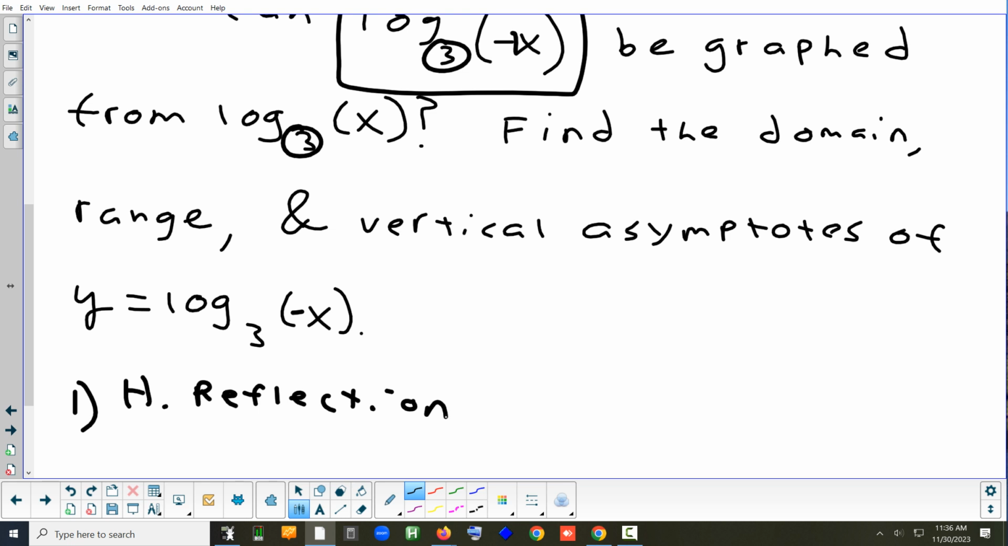So we already know what the log looks like. When we drew it, it looked like this. If you reflect it horizontally, what's it going to look like? Which way would it go? To the left. Right. If you reflect it horizontally, it's going to look like that. So just by looking at that, we should be able to figure out the domain, the range, and so on.